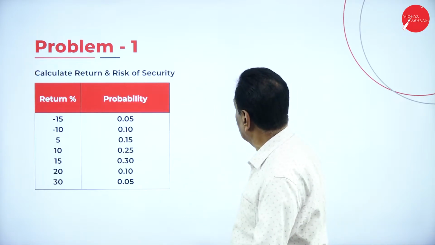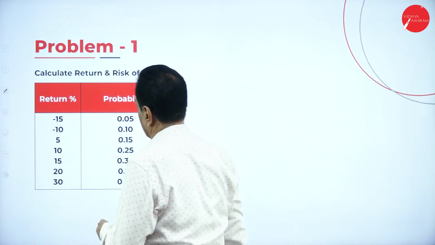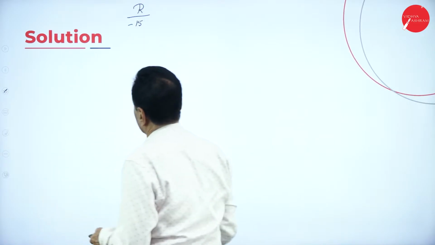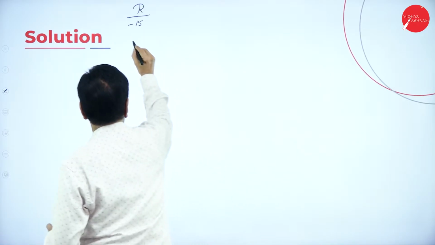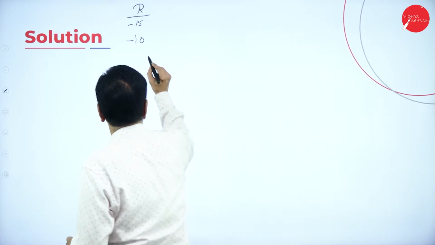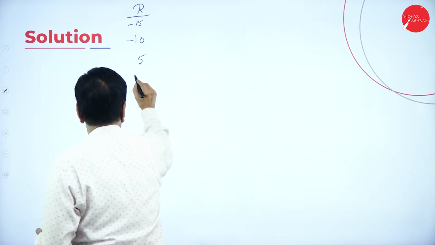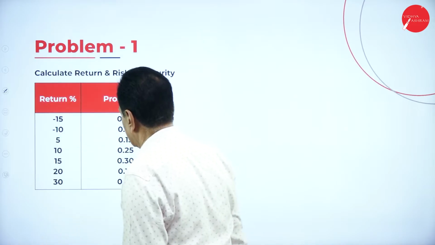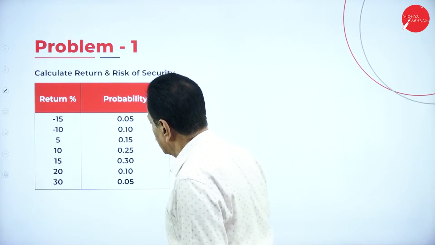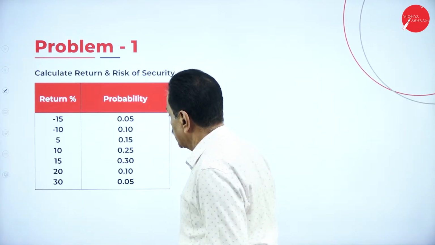We'll move on to the problem now. Returns are minus 15, minus 10, 5, 10, 15, 20, 30.